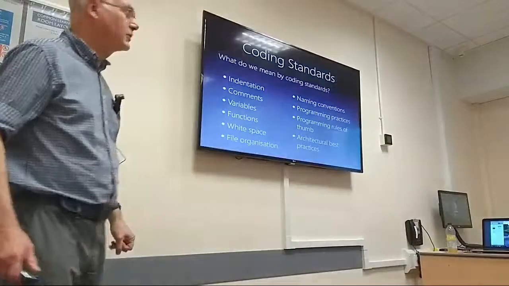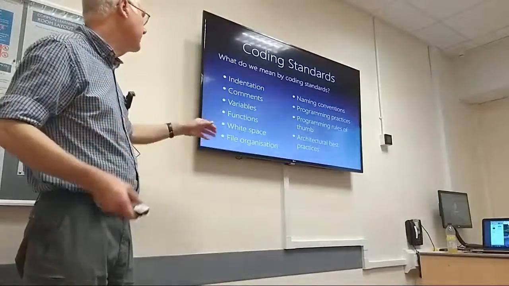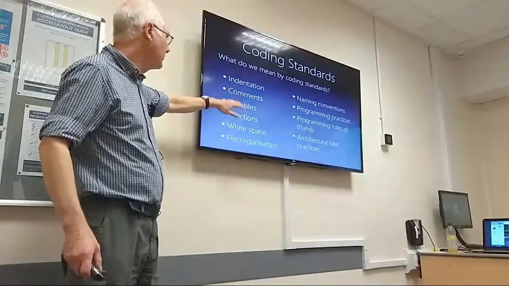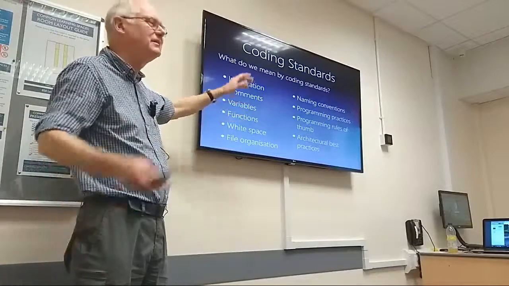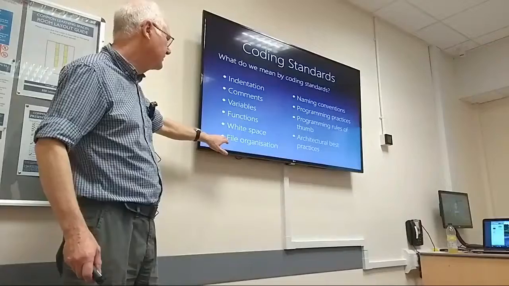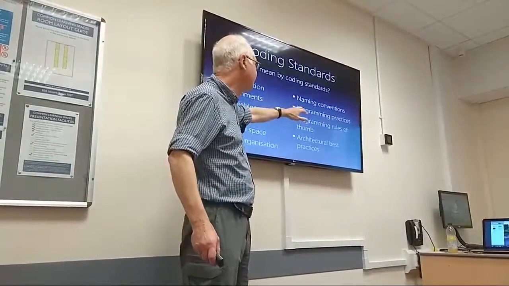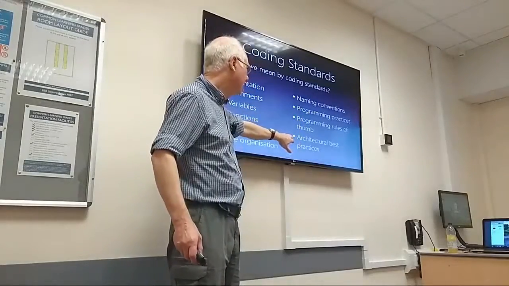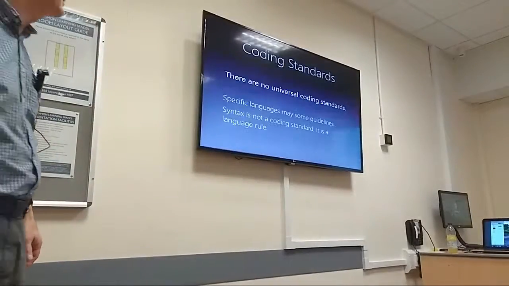So what are we talking about with coding standards? Well, coding standards can be about lots of different things. Indentation is a coding standard, comments, variables, how we display variables and functions. White space is a part of it. File organisation can be a part of it. Naming conventions, programming practices, programming rules of thumb, and architectural best practices. They're all to do with coding standards.